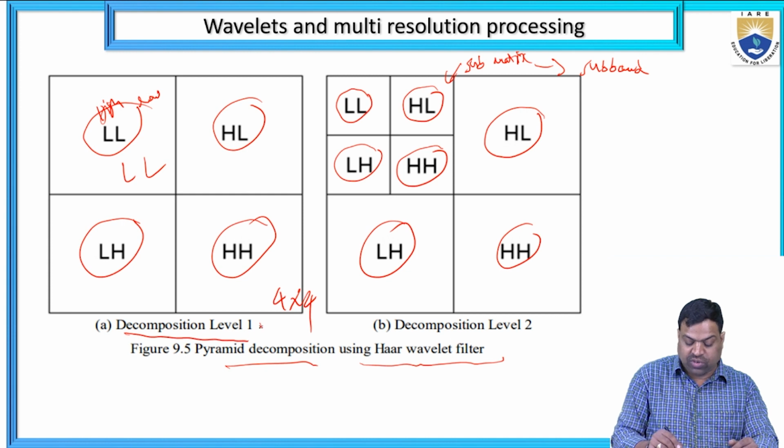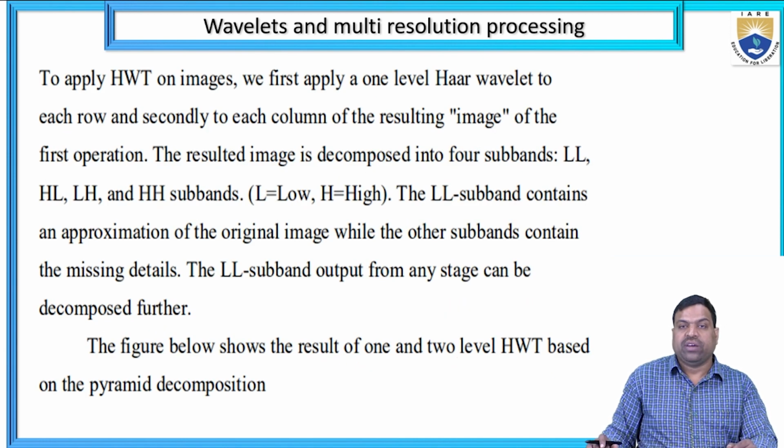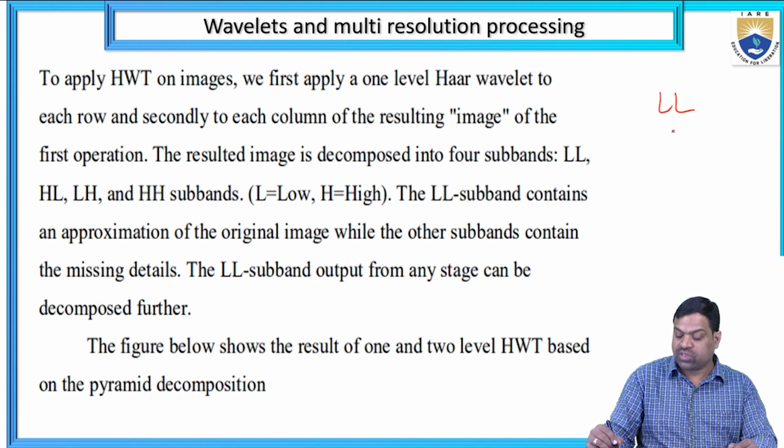Okay. It is a decomposition of level 1, decomposition of level 2. It is a multi-subband. So this is the pyramid decomposition using the Haar wavelet transform. To apply the Haar wavelet transform on images, we first apply a one level Haar wavelet to each row and secondly to each column of the resulting image of the first operation. The resulting image is decomposed into four subbands: LL, LH, HL, HH.